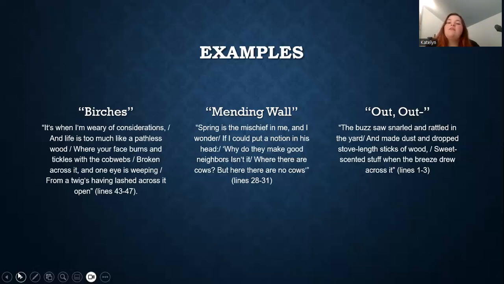Lastly, Out, Out. "The buzz saw snarled and rattled in the yard and made dust and dropped stove-length sticks of wood, sweet-scented stuff when the breeze drew across it." Another example of sensory details is shown with the smell of the sweet-scented stuff and the sound of the buzz saw snarling and rattling, which is also use of personification that depicts the buzz saw as a violent creature and foreshadows what the buzz saw is going to do next in the poem.